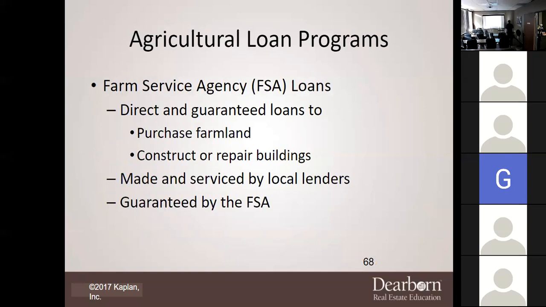Okay. Now, there is also the agricultural loan programs. This is your Farm Service Agency, the FSA loans, and these are direct and guaranteed loans to purchase farmland, construct or repair buildings, and they're made and serviced by local lenders, but they are guaranteed by the FSA. Okay. And again, these are focused upon where, Mr. Eugene? Residential areas? Industrial areas? Not farm, right? Or agriculture. It's farm or agriculture, so I can say this. That's right. It's going to be farm or agricultural focused.